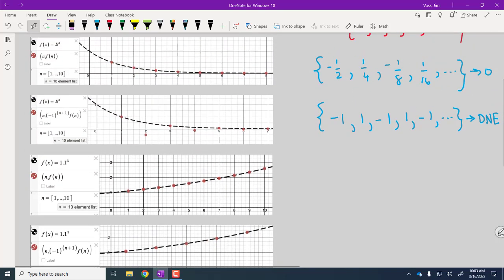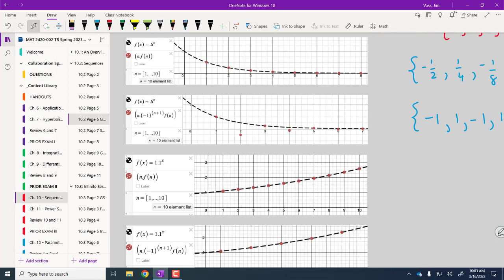If a sequence is oscillating, it's not increasing or decreasing. And if it's oscillating, it's going up and down. It's not going to increase or decrease. So it is not monotonic.